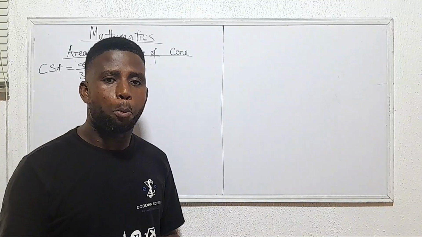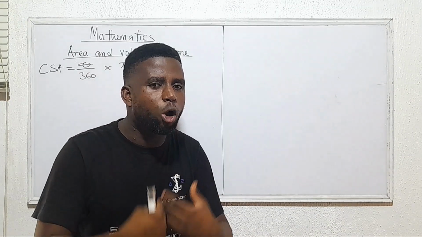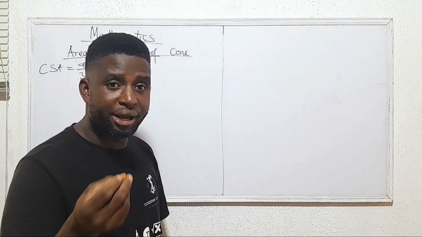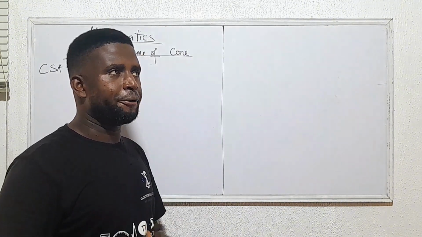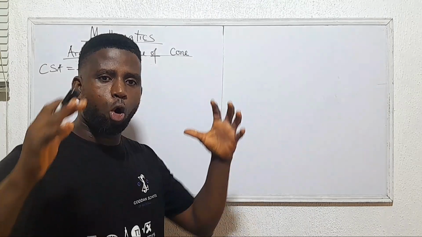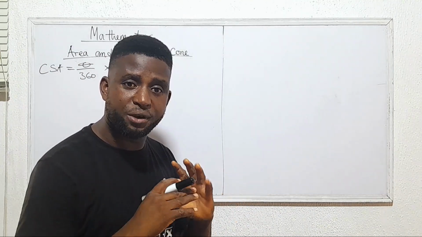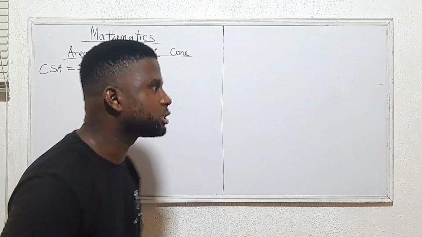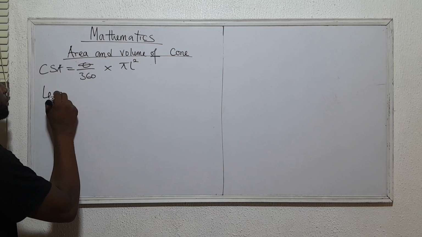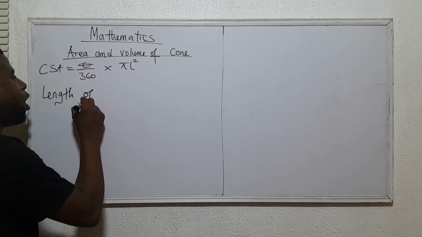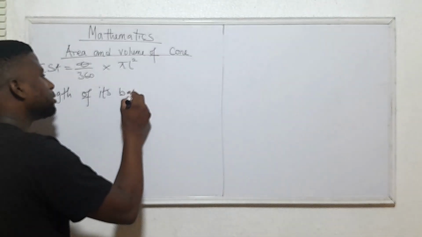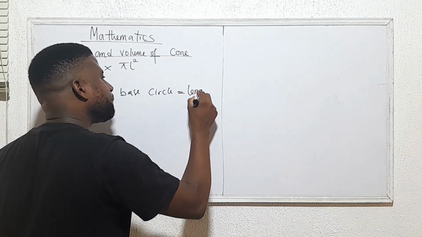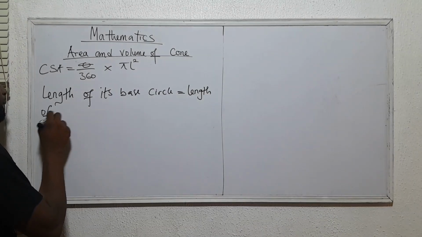But sometimes, most often times, the angle of the arc is not given. What we have is the radius, which is the radian. Now, note this, that the cone, which is the curved surface area rather, is built on the base surface area. Now, which means that the length of its base circle is equal to the length of the arc.